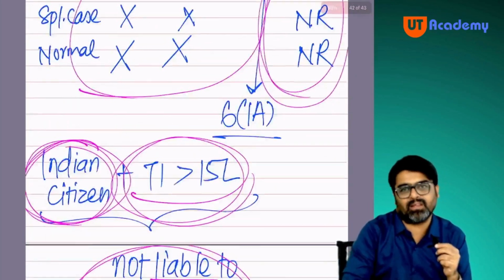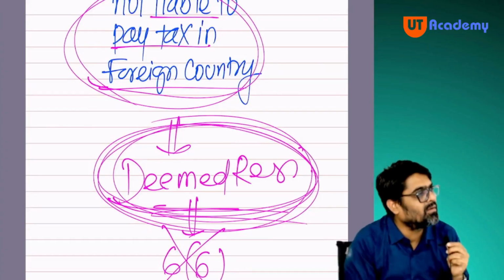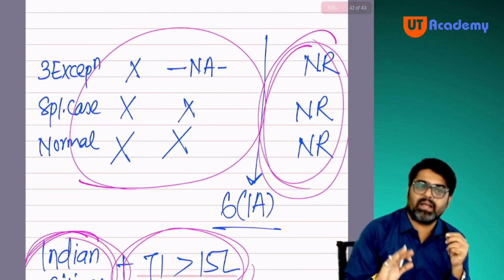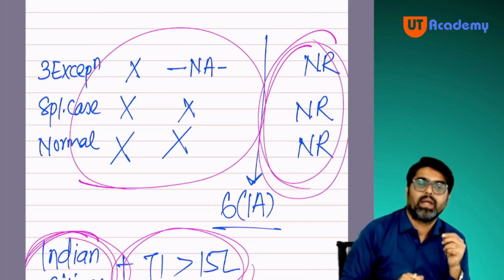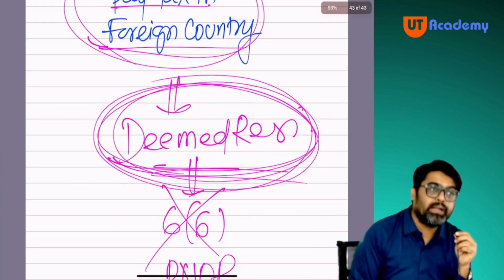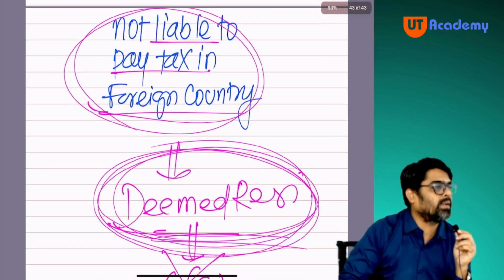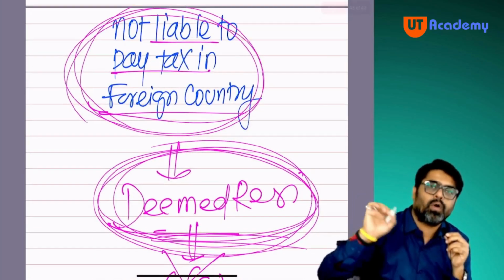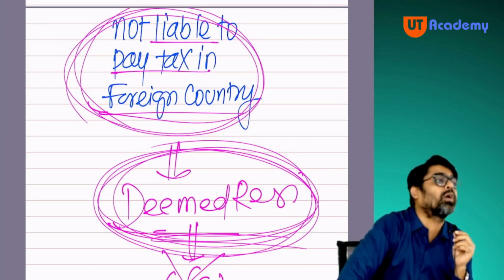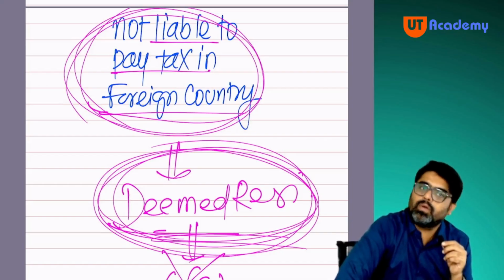But you can do anything with the citizen of India, no? If you are an Indian citizen, government can do anything with you. So if you are not becoming a resident and you are about to become a non-resident, we will not allow you to become a non-resident. We will consider you as a deemed resident if you are an Indian citizen having a total income more than 15 lakhs and you are not liable to pay tax in a foreign country on the foreign incomes because of domicile rule, because of residence rule, because of rule of any similar nature. Getting my point? Will you remember this?